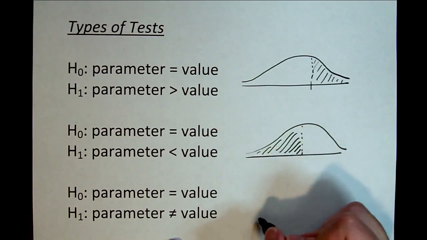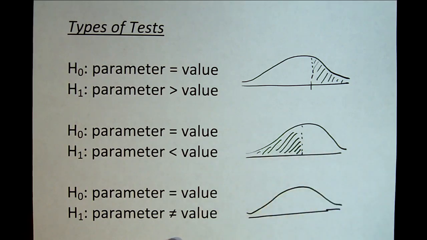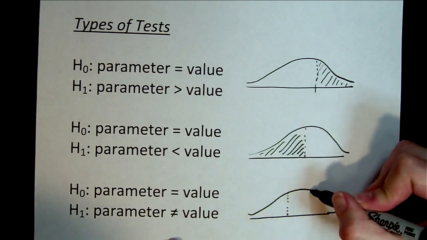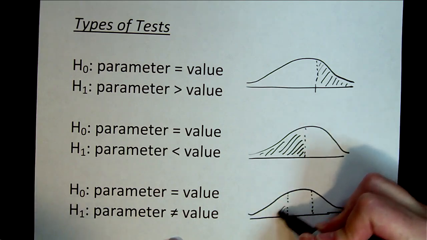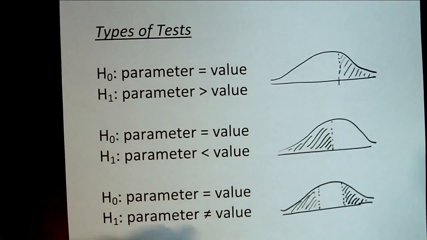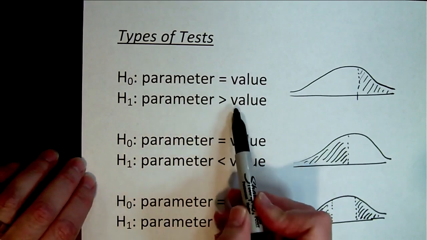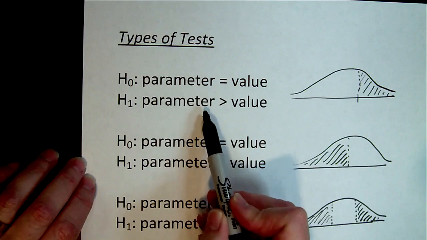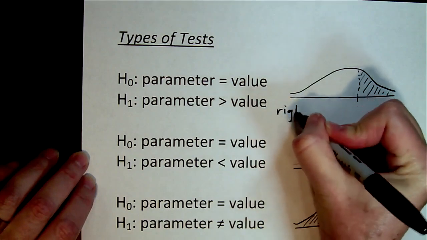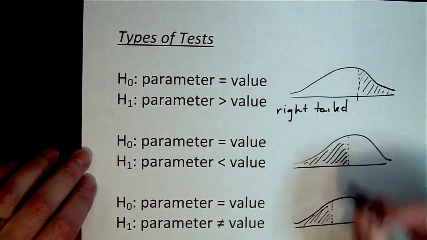And if we're testing the proposition or hypothesis that the parameter is not equal to some value, we're going to be looking at the area that's away from that value. So we're going to be looking at area out to the left and out to the right. And because of that, this type of hypothesis that states that a parameter is greater than some value, that's known as a right-tailed test. Okay, we're looking at the right tail to test the hypothesis.